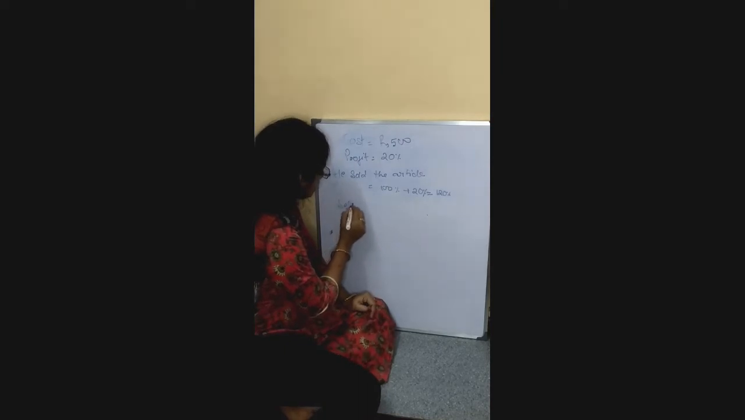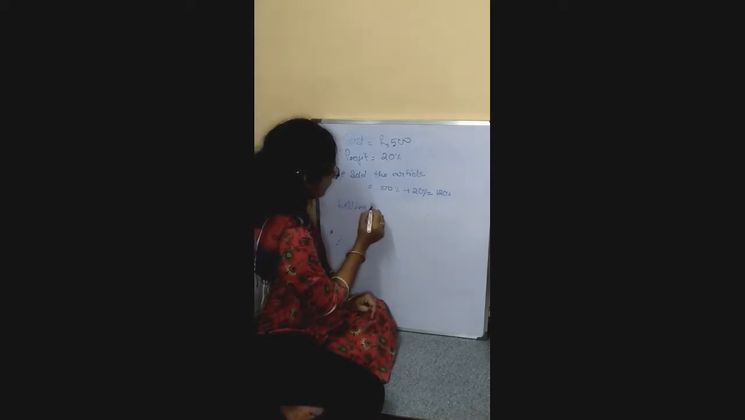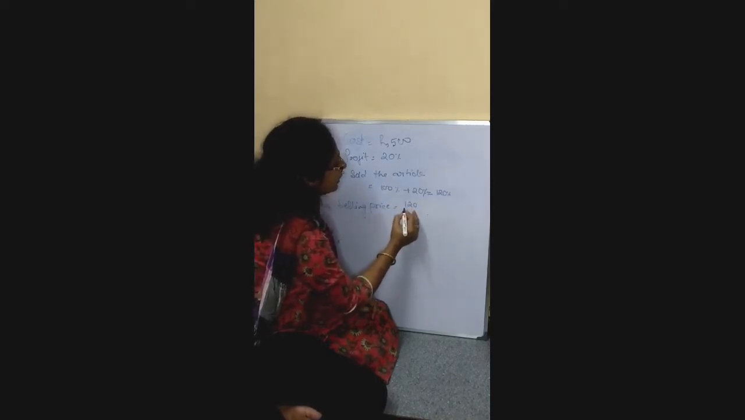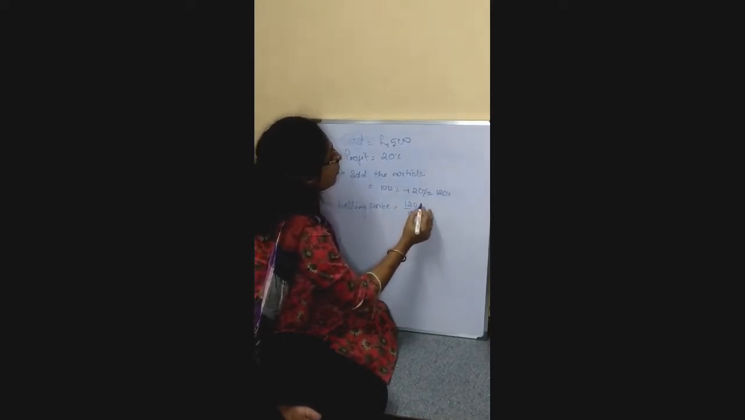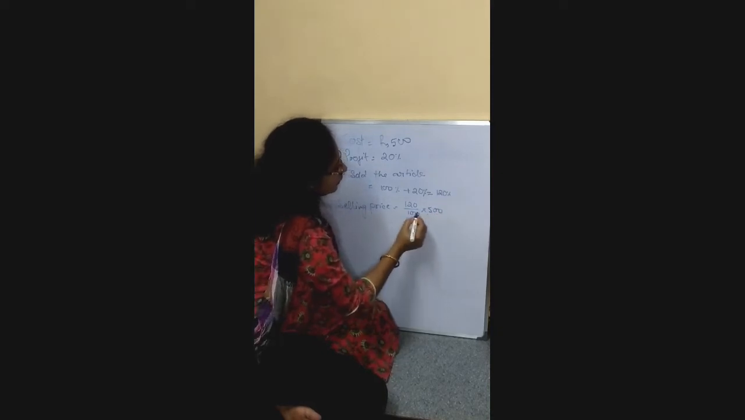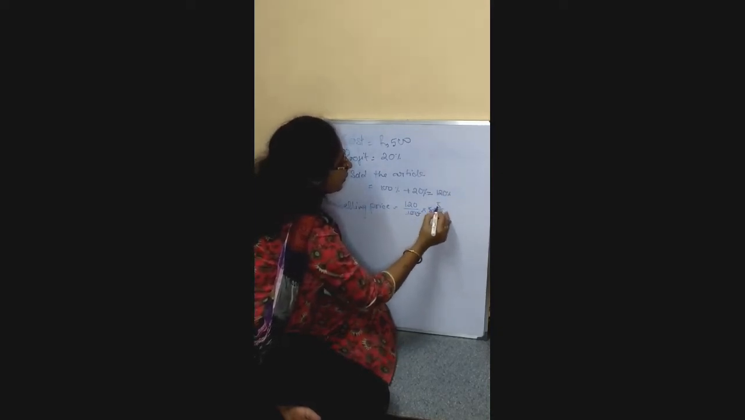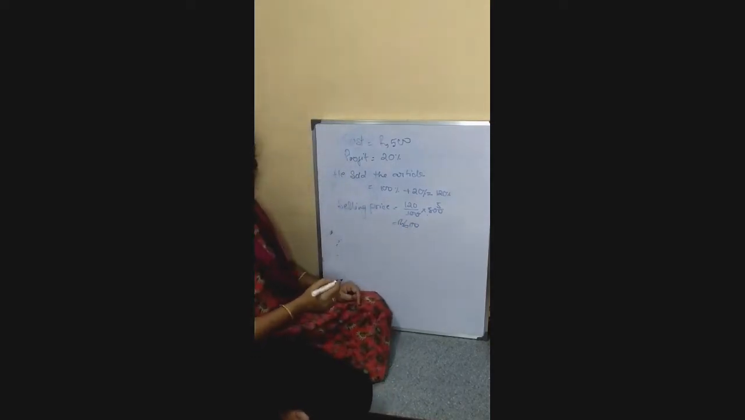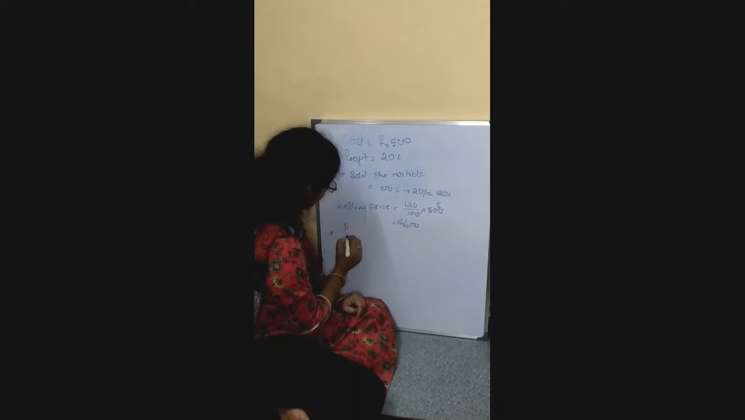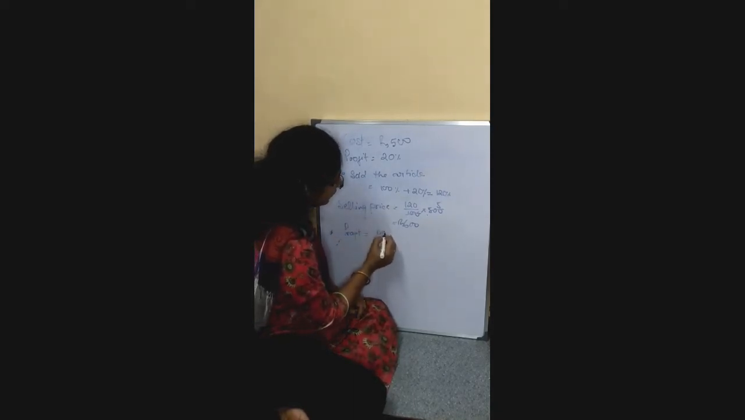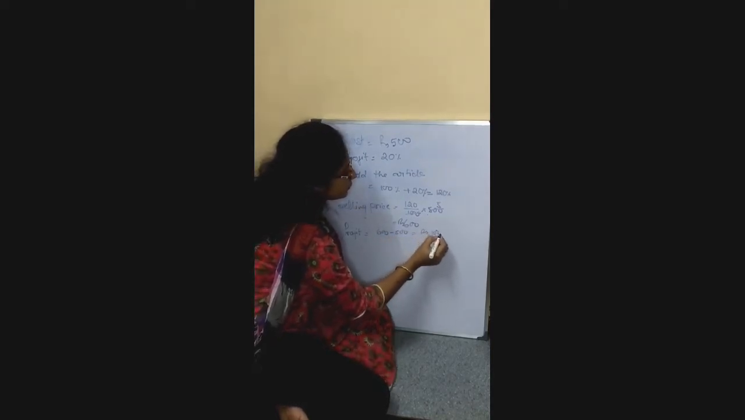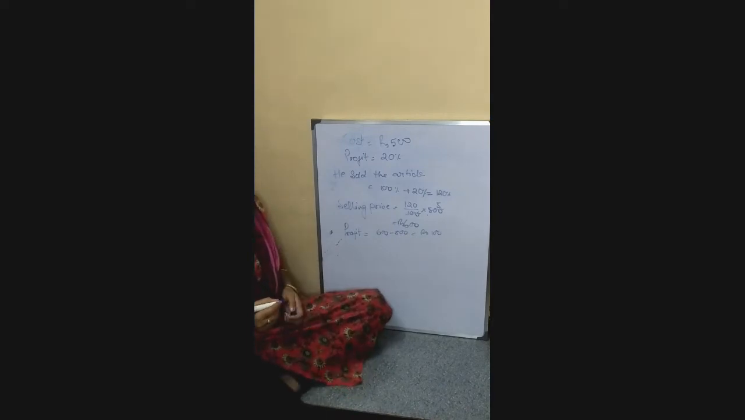If we find out the selling price, then selling price is 120% of 500. This is 600 rupees. That means if asked for profit, that is 600 minus 500, that is rupees 100. He earned a profit of rupees 100.